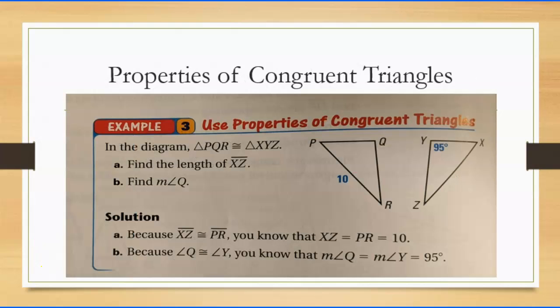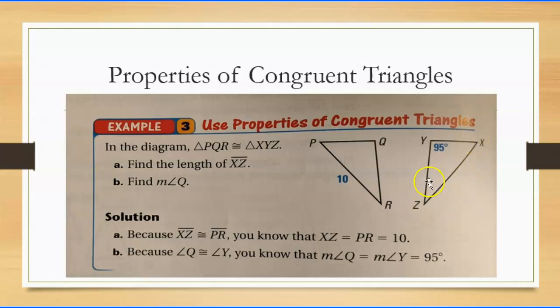Okay, let's move on and talk about how we can use these properties. Now, you will obviously be given information sometimes. Here we have that PR equals 10. We have that angle Y equals 95. And here they've told us that these triangles are indeed congruent. Now, my little wonky picture doesn't necessarily represent them very well, but they are congruent. So you can actually pull a lot of information from that.